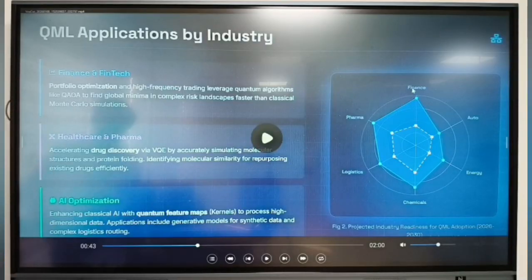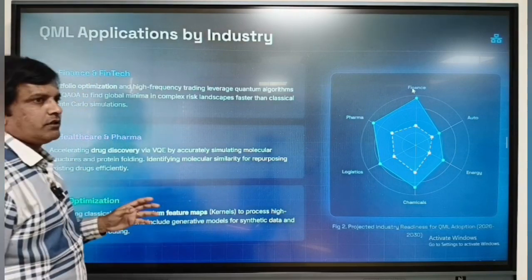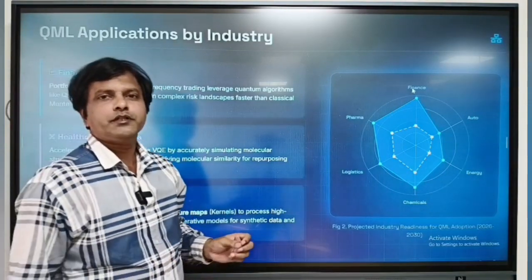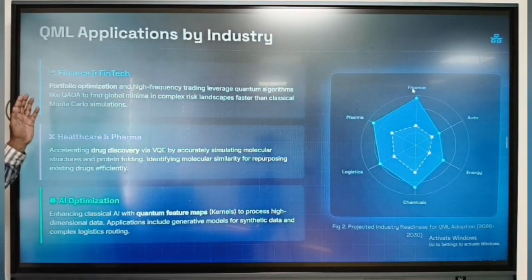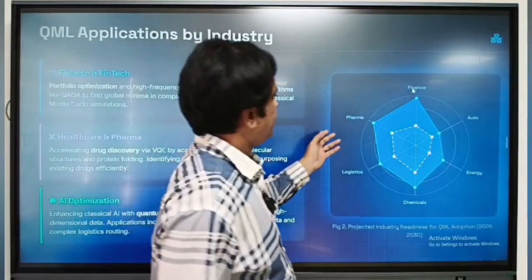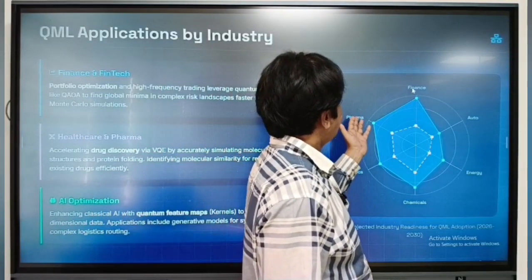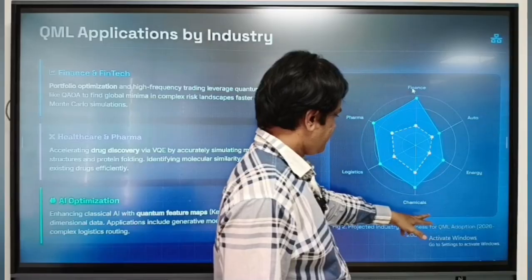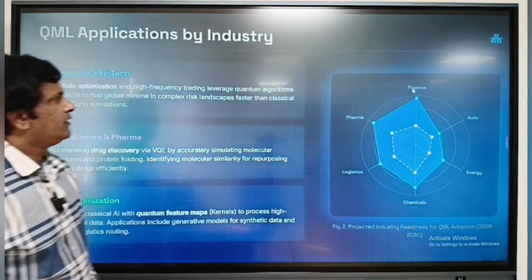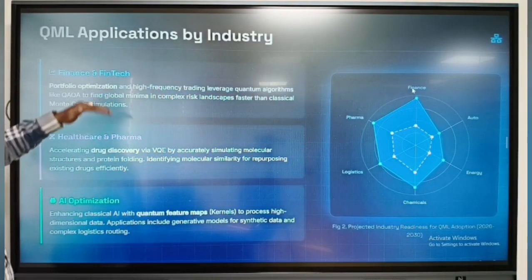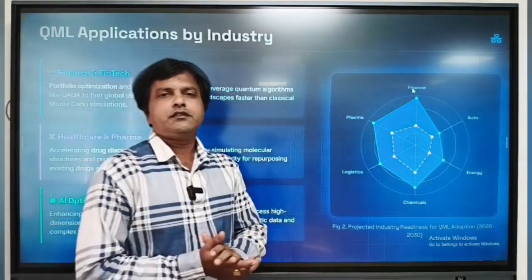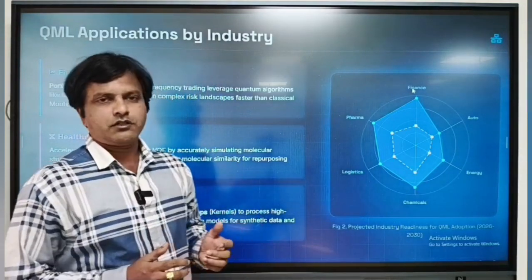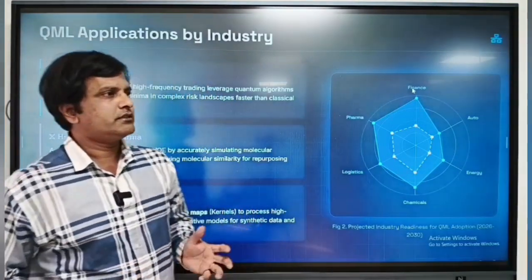Here we see QML applications by industry, quantum machine learning. So quantum machine learning, as we discussed, is a combination of quantum computing with artificial intelligence. So here are some applications. You can see this field where there are applications including pharma, finance, auto, energy, chemicals and logistics. Here is how it is used in finance and fintech. Portfolio optimization. See, a portfolio in trading is nothing but a collection of stocks, currencies, bonds, commodities, derivatives.